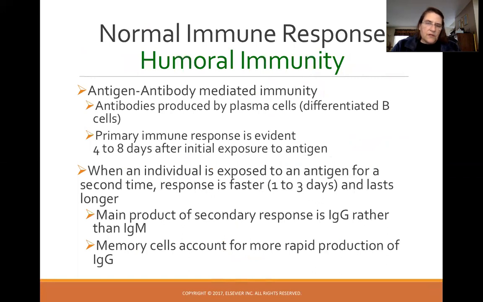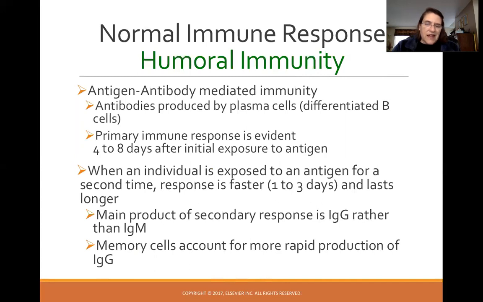When an individual is exposed to an antigen for a second time, the response is much faster. That's when the memory cells have kicked in and they know this song. They respond in 1 to 3 days, and they also last longer. So the main product of the secondary response is the IgG rather than the IgM.